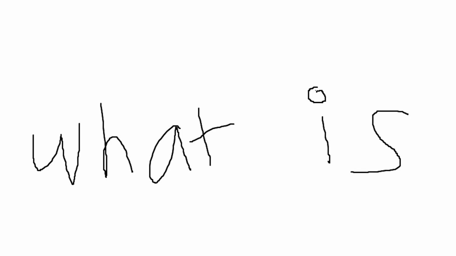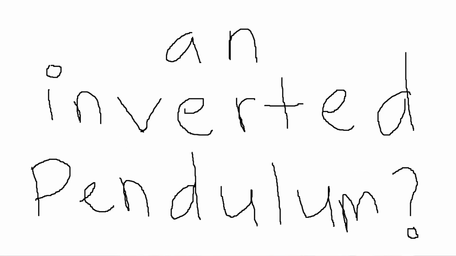Okay, so what is an inverted pendulum? An inverted pendulum is a dynamic system where a pendulum is balanced on its pivot point with its center of mass above the pivot. This configuration is inherently unstable, meaning that without continuous adjustment, the pendulum will fall over.